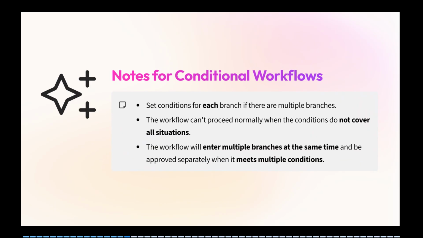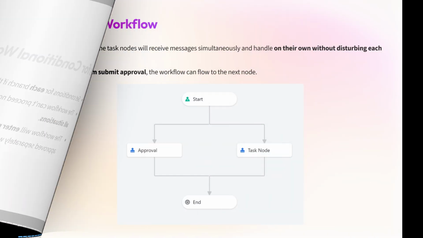Here are some additional notes for conditional workflows. 1. Set conditions for each branch if there are multiple branches. 2. The workflow cannot proceed normally when the conditions do not cover all situations. 3. The workflow will enter multiple branches at the same time and be approved separately when it meets multiple conditions.